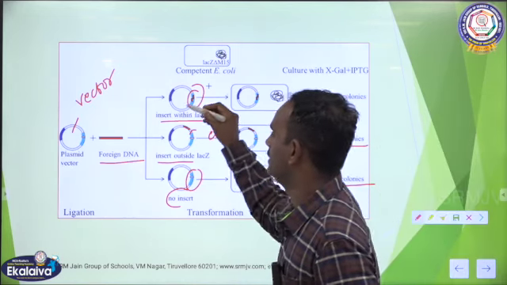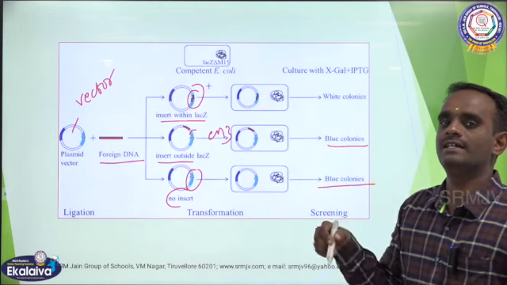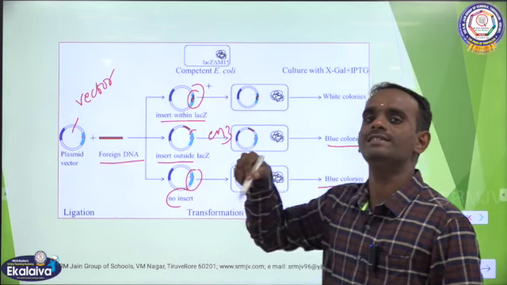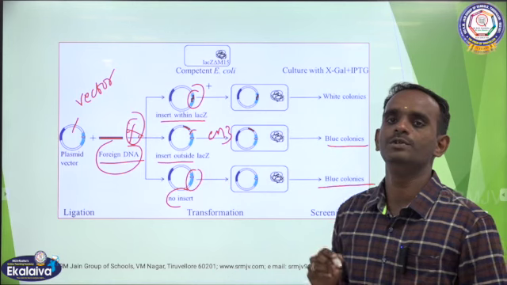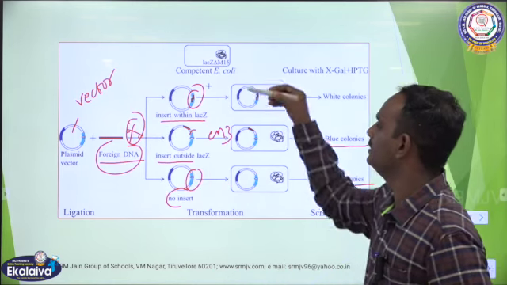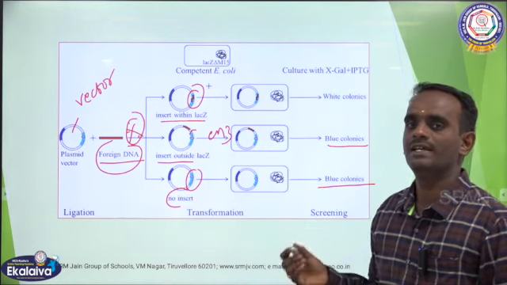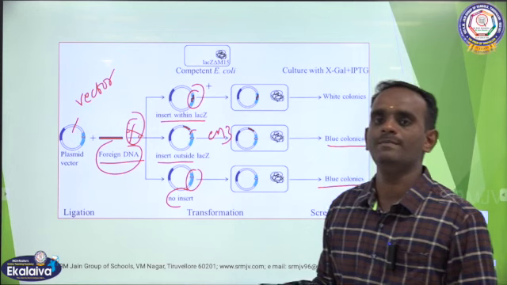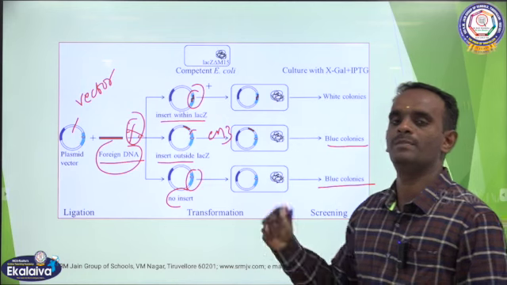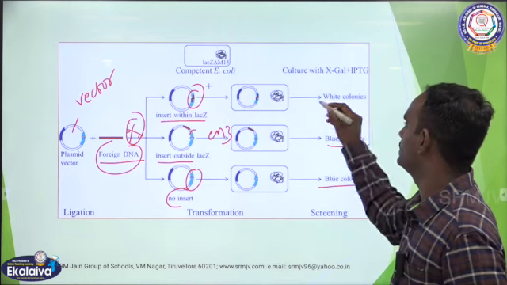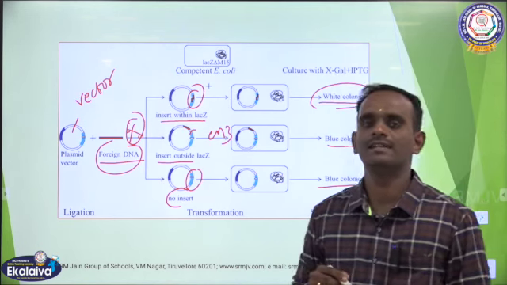Here in this method, insertion within the LAC-Z. So, the LAC-Z is arrested, it is inactivated due to the insertion of foreign DNA, very important. Due to the insertion of foreign DNA within the LAC-Z, the LAC-Z is inactivated, it cannot produce any enzyme. So, the substrate XGAL will not break down into blue colored colonies, and it gives white colonies. Culture with XGAL gives white colonies. Clear, children?